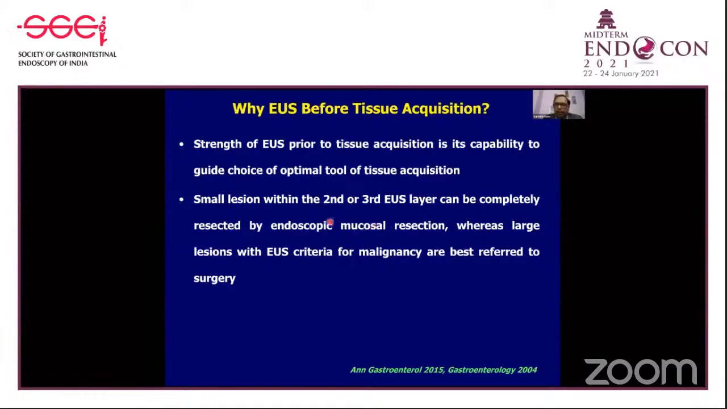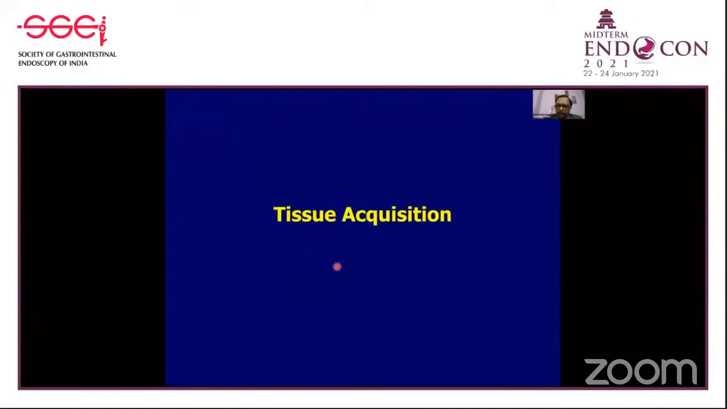For example, if there is a small lesion which is lying within the second or third EUS layer of the GI wall, it can be completely resected by an endoscopic mucosal resection, whereas large lesions with EUS criteria for malignancy are best referred to surgery. So it can help you to decide how to acquire tissue and which lesions can be directly referred to the surgeon.